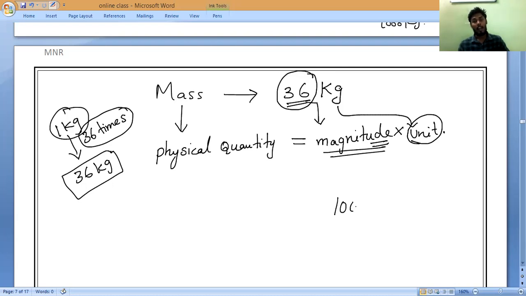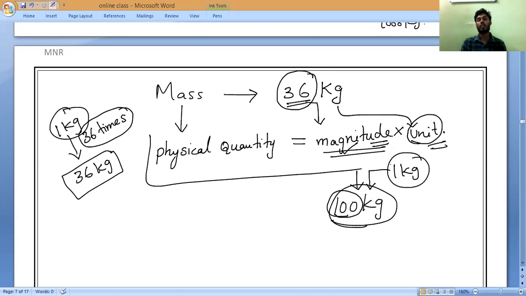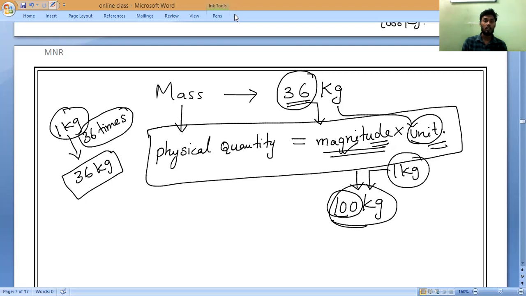Suppose I write 100 kilogram. What do you mean by 100 kilogram? 1 kilogram I am considering how many times? 100 times. Then 100 is called the magnitude, and kilogram is called the unit. So any physical quantity is a product of two things: one is magnitude, another is unit. That is why without a unit, it is invalid.